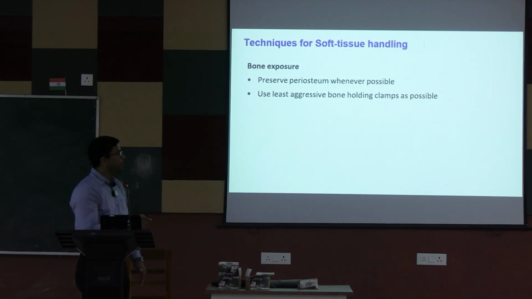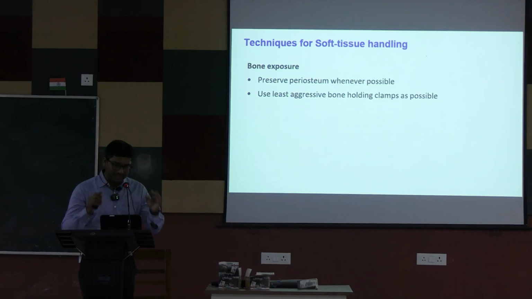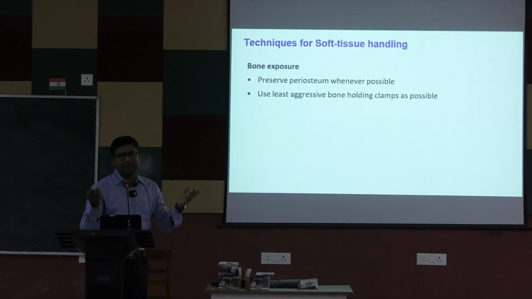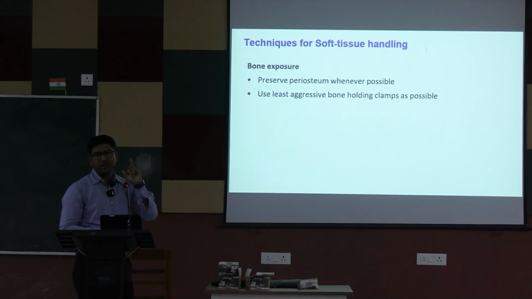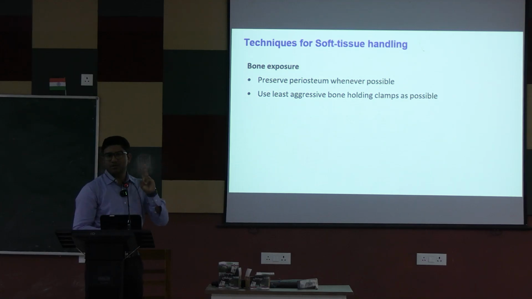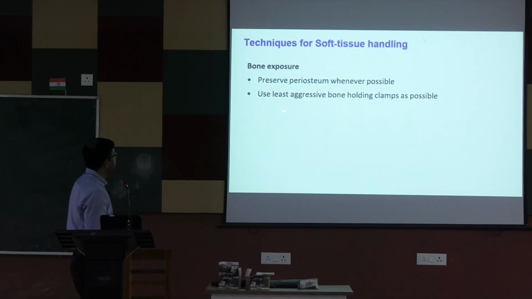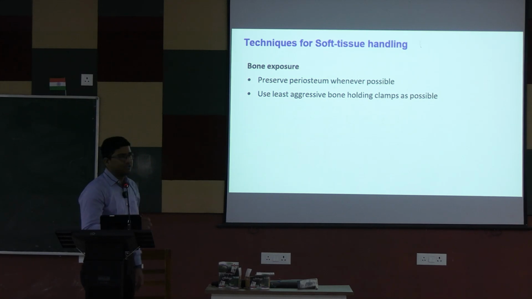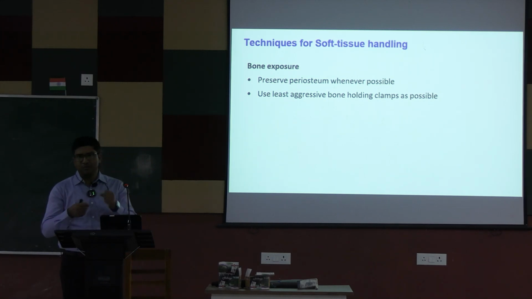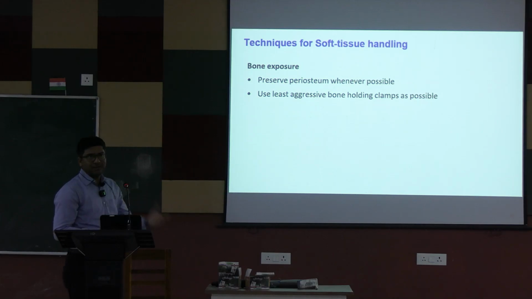And for orthopedics, bone exposure: you have to preserve the periosteum. Whenever you are fixing a fracture, be it with a plate or K-wire, preserve the periosteum as much as possible, because periosteum is important for blood supply and for bone healing. It has osteoprogenitor cells. And whenever you are manipulating the bone, it should be very gentle. It's not that bone is a very hard tissue so you can do anything. No, it is a living tissue, so you have to treat it like a living being.